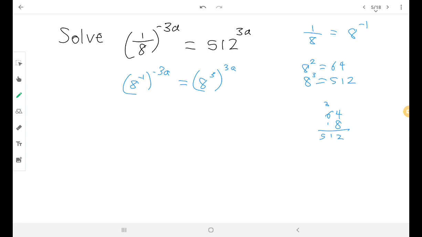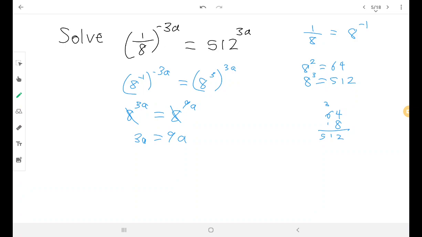So here we're going to multiply again, so it's 8, and negative 1 times negative 3a is positive 3a, and 3 times 3a is 9a. Now we can ignore the bases and have 3a equals 9a. So how are we going to reconcile this issue?